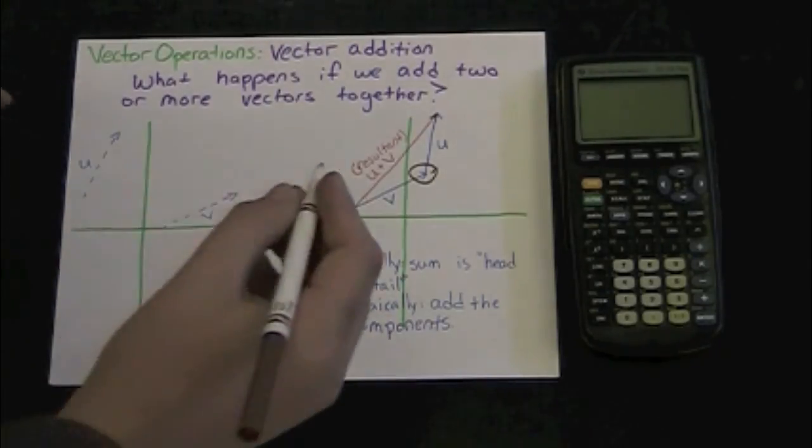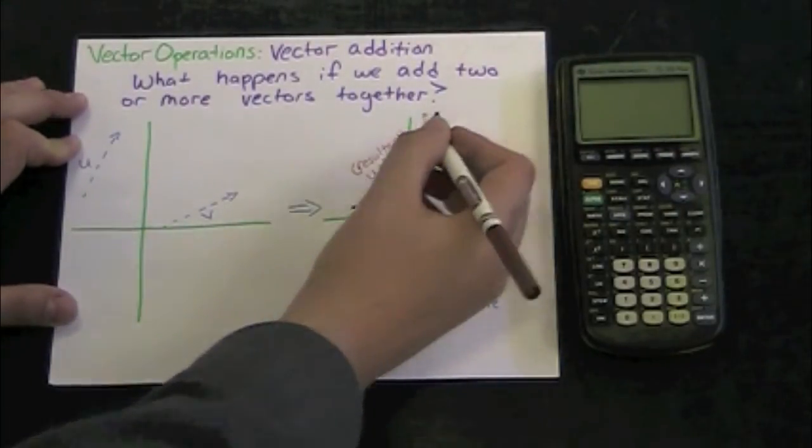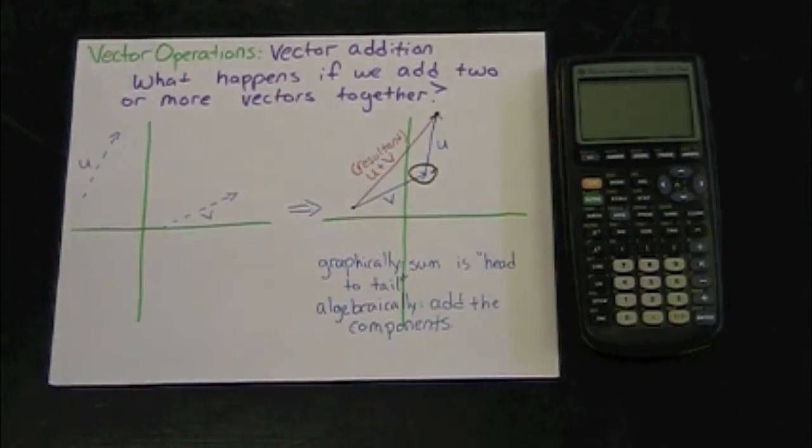The sum is going to have the same initial point and the terminal point of whatever the last vector is. So the resultant vector, that's what we call the sum of two vectors, u plus v, is going to have its initial point at the beginning of v and have its terminal point with the vector u. Algebraically, we just add the components together. Let's take a look at how that might happen.